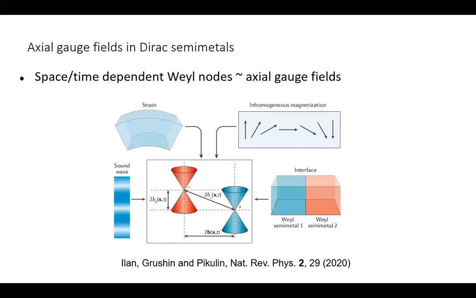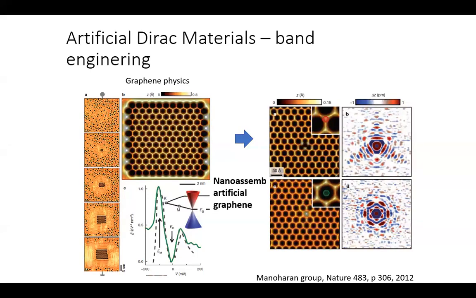So I already said the strain produces the gauge fields. Time dependent strain produces gauge fields. Just to highlight something that seems to be, to my surprise, forgotten: back in the early days of the Dirac or graphene story, Hari Manoharan built up artificial graphene by one-by-one assembly of the crystal, which is basically tunneling. You can see a Dirac cone emerging, made of simple atoms on the surface.